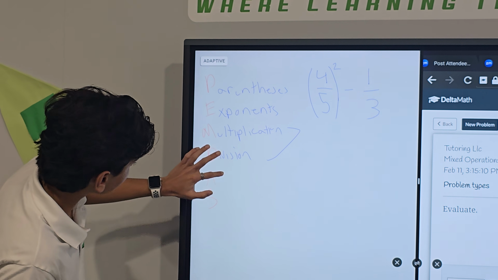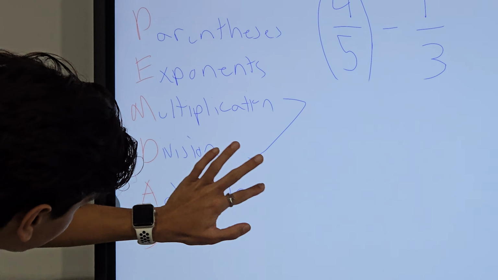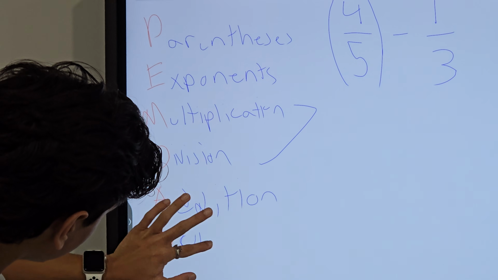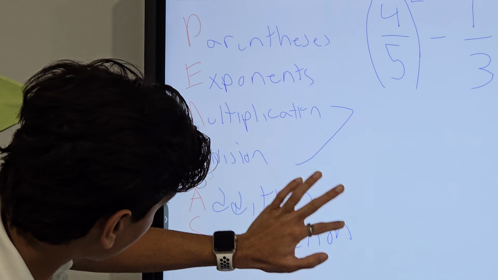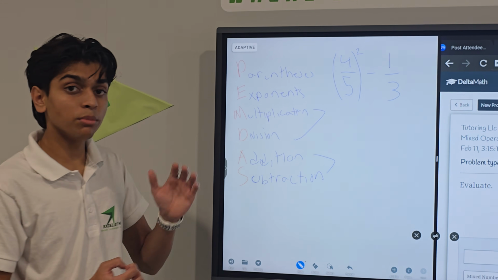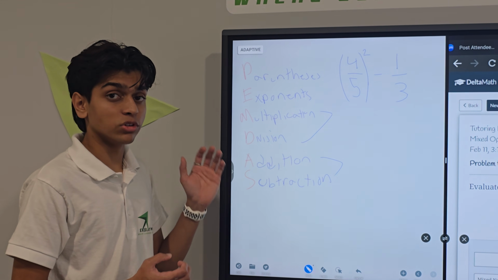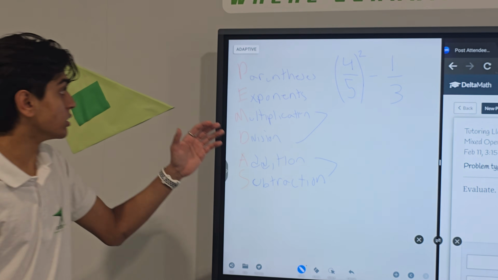The last two, addition and subtraction, follow the same rule as multiplication and division. Whichever comes first in the equation is whichever one you do first. So now let's go down our list and see what we have in our equation.